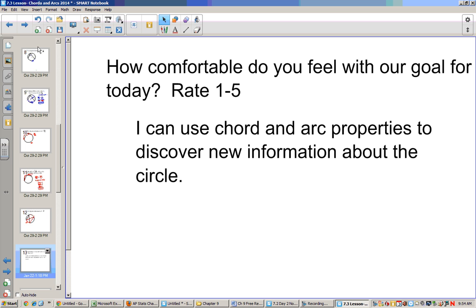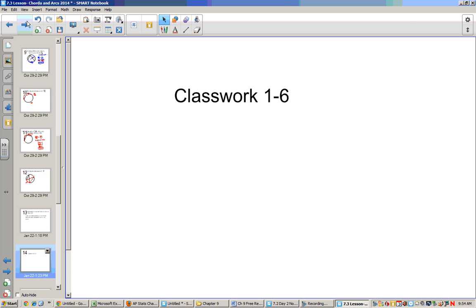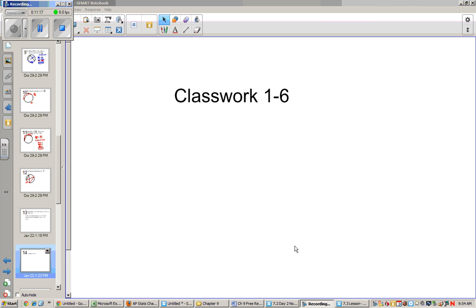All right, now we're at the end of the lesson. Hopefully you can take a second and rate yourself on how comfortable you feel with our goal for today. Our goal was to be able to use the chord and arc properties to discover new information about the circle. Hopefully you're doing pretty well with this. And now you can go to the classwork and the homework.